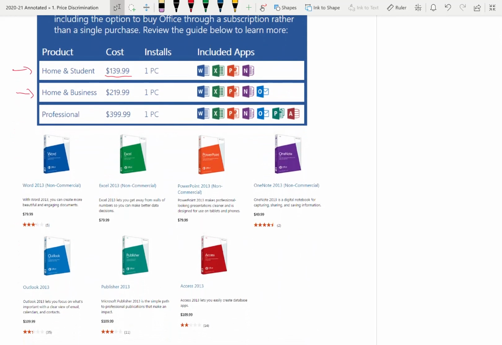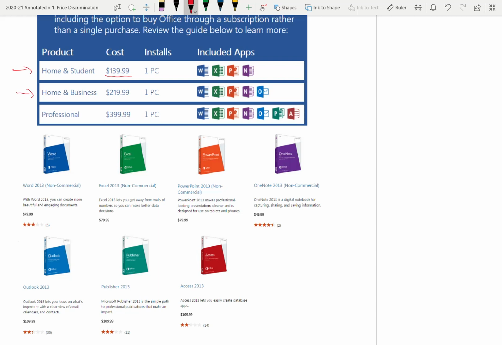What are the prices of the individual items? So if we look at Word, that's about $80. Excel, it's about $80. So as soon as you want both of these, you're paying more than you would for the complete Office package, the Home and Student version. So why would Microsoft do this? Why would it essentially have a discount when you buy the bundle with all the different pieces of software together?